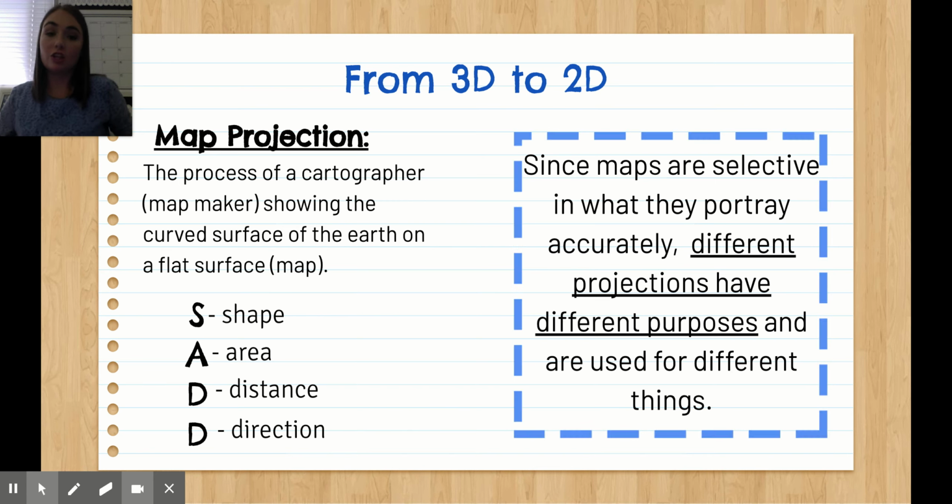And one thing that you do need to remember is that map projections are always off. You can say that they're sad because in some way the shape, the area, the distance, or the direction is messed up. So we call map projections sad. And that's one way you can remember that. Since maps are selective in what they portray accurately, different projections have different purposes and are used for different things. So we're about to look at some of those map projections and look at how they're good and how they're not so good, so what they can be used for.